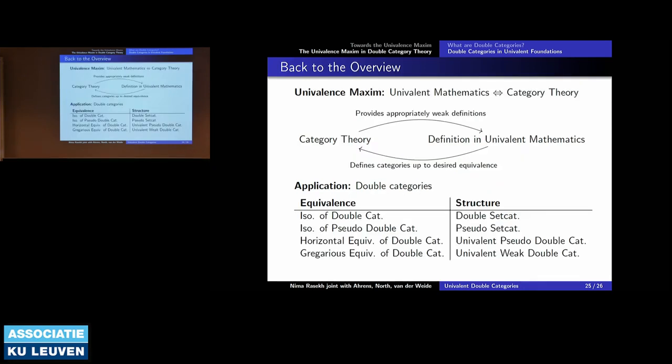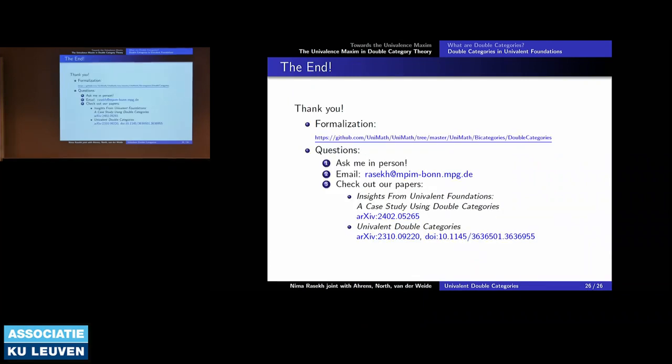And yeah, so now hopefully this slide makes sense. As I said, the whole aim of the talk is to make sense of this one slide. I don't have anything else to say. So hopefully this slide makes more sense now. I have the relation between univalent math and category theory, and I have various double categorical notions that have their equivalences built into the definition. And with that, I thank you for your time.